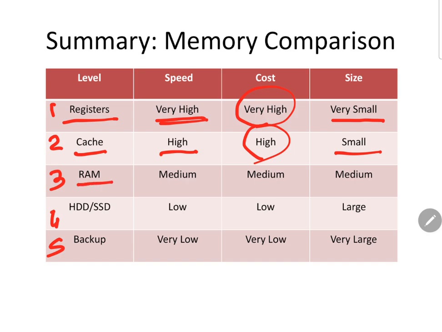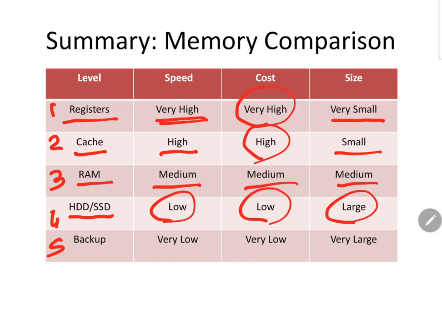Then comes RAM, with medium speed, medium size and medium cost. Then comes our secondary memory, HDD and SSD, with low speed, large size and low cost. And the last one, level 5, that most people forget: backup storage. Its speed is very low, its size is very large, and the cost is also very low.